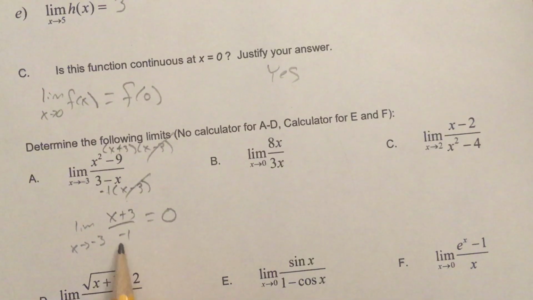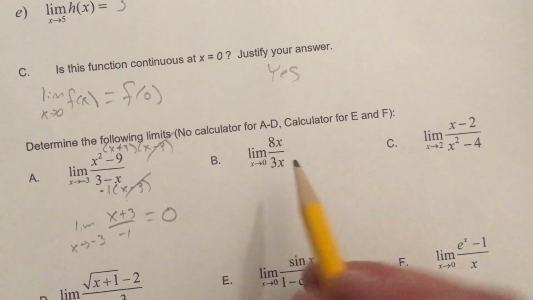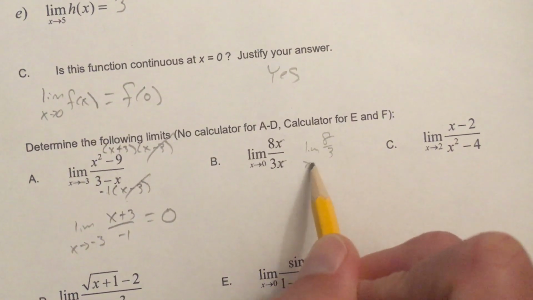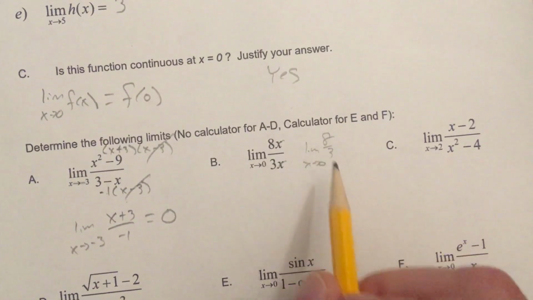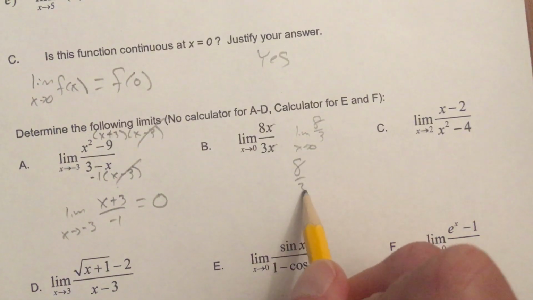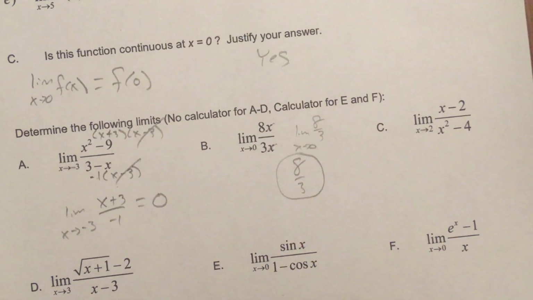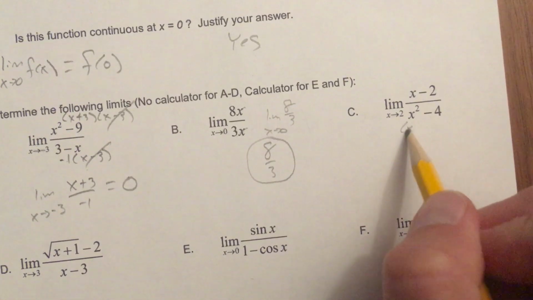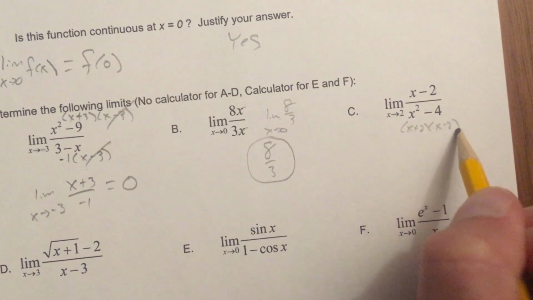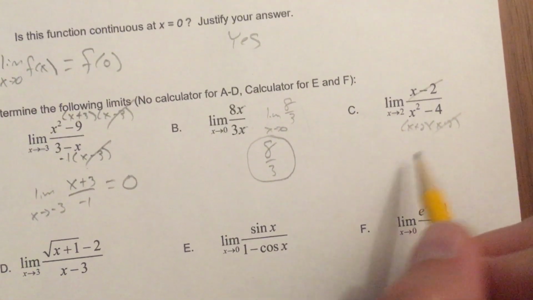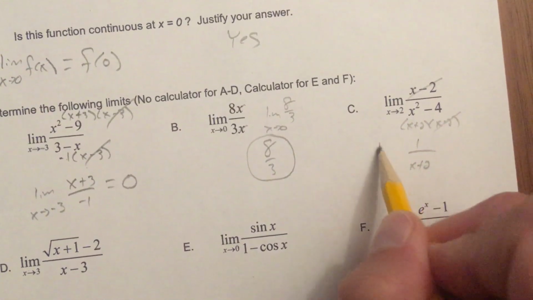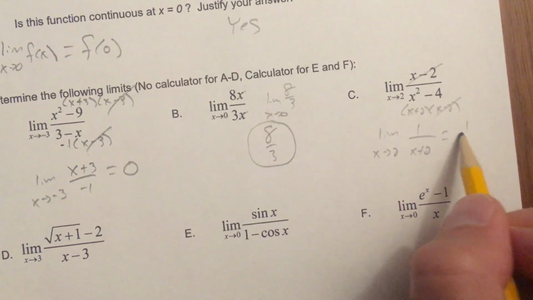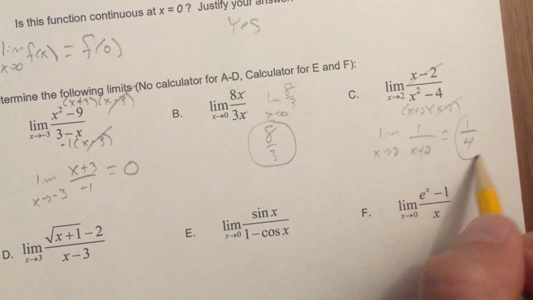All right. If I go over here to this one, I can let the x's cancel. I get the limit of 8/3 as x approaches 0. And since it's a constant 8/3, it's just going to be 8/3. That'd be our limit there. Okay. This one here, if I factor this x plus 2, x minus 2, I can let the x minus 2's cancel. I get 1 over x plus 2. So now if I take the limit as x approaches 2 on this, I'm going to get 1 over 2 plus 2, which is 4.